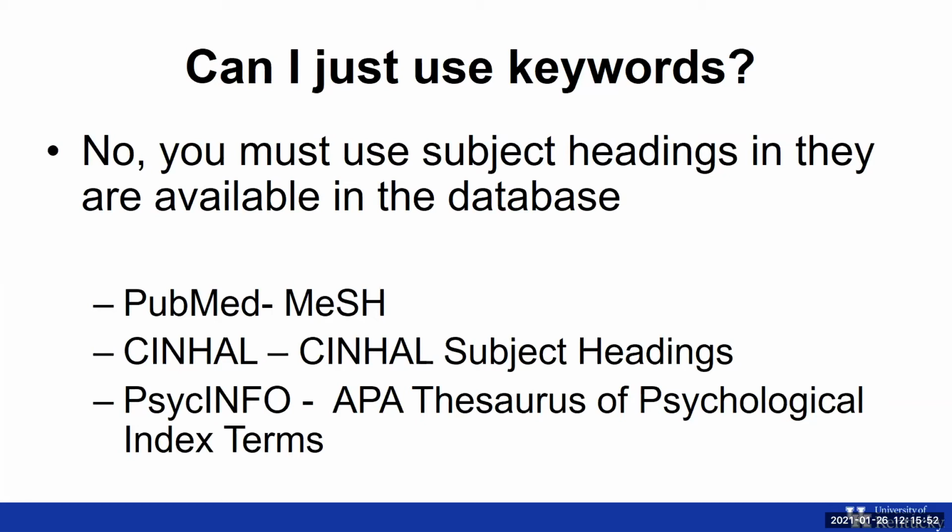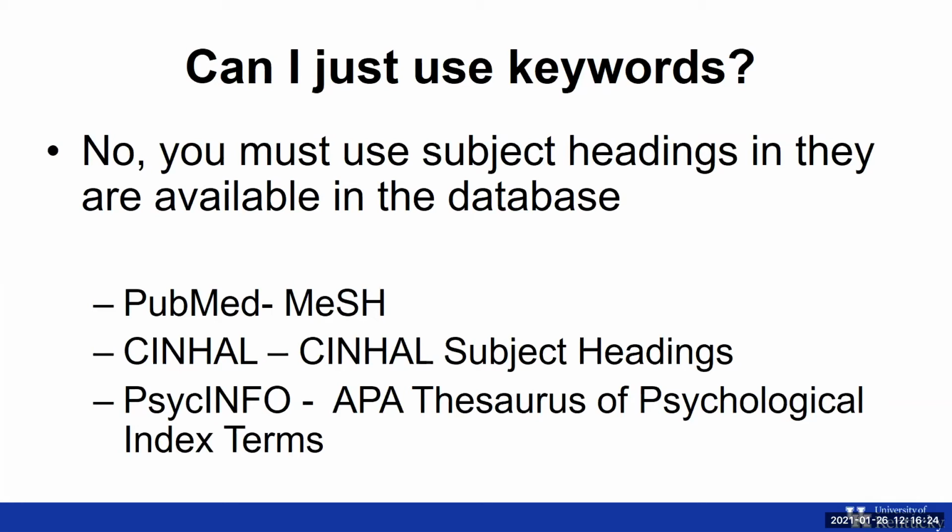search the subject headings. So that would be MeSH in PubMed, CINAHL subject headings in CINAHL, and the APA Thesaurus of Psychological Index Terms in PsycInfo. You have to search those along with your keywords. So those would be things like your natural language terms searched with the field code title abstract. There are certain databases that don't have subject terms. For example, Web of Science and Scopus don't have that.